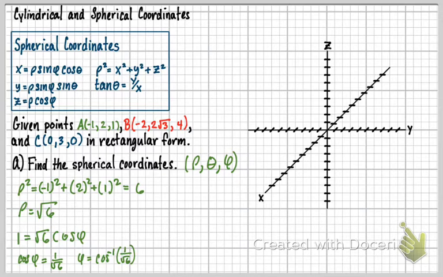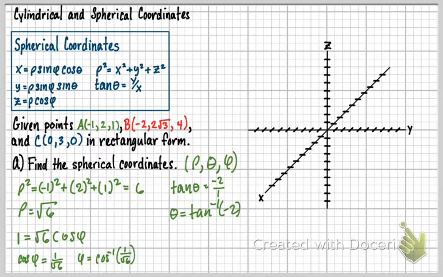Now I have to find my theta. So to find theta, I can just use tan of theta equals y over x, which is here. So that means I'm going to have tan of theta equals, and my y is 2, and my x is -1. So my theta is going to equal tan inverse of -2. So now I have my 3 coordinates here for this first spherical coordinate.